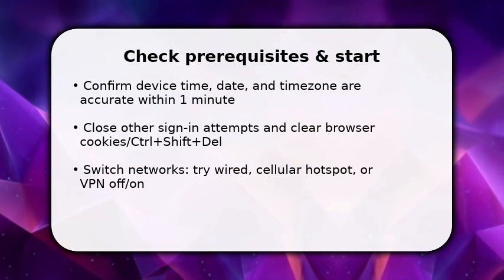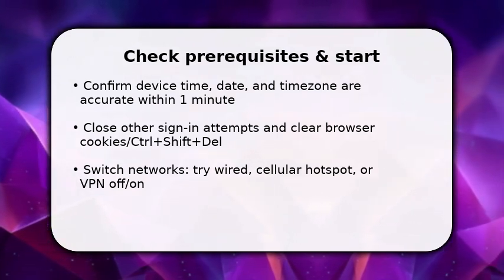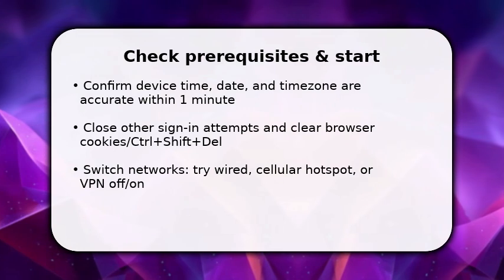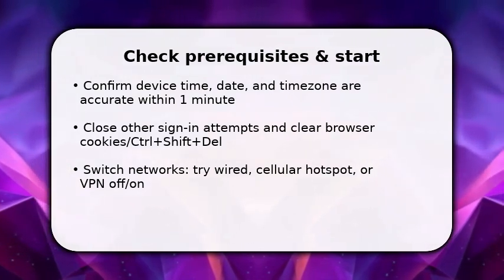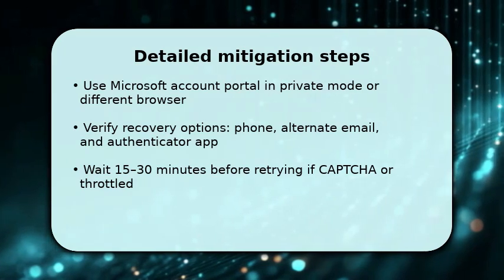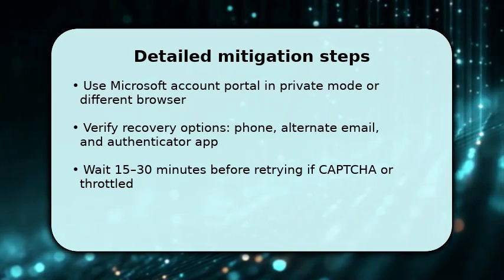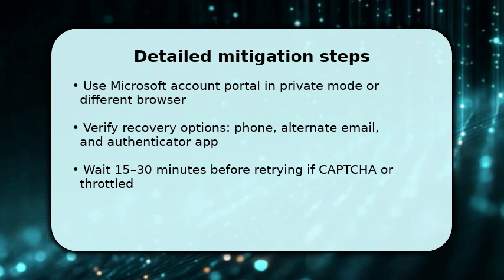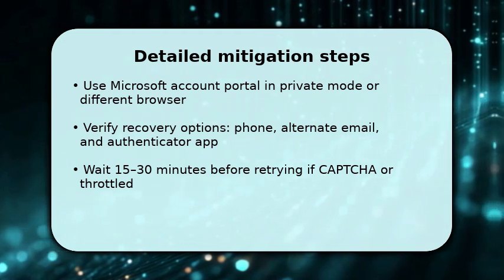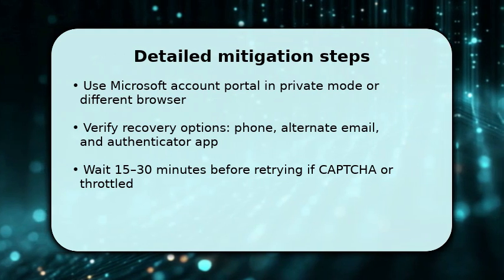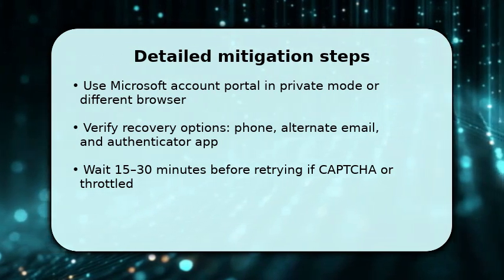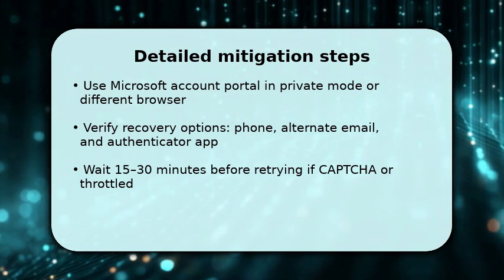Finally, change networks. Switch from corporate Wi-Fi to mobile hotspot or wired LAN, because rate limits often differ by IP address. Now you execute the detailed fixes. Open the Microsoft account portal in a private browser or a different browser to remove lingering session tokens. Verify and, if needed, re-add recovery options, phone, alternate email, and the Authenticator app so account validation isn't blocked.